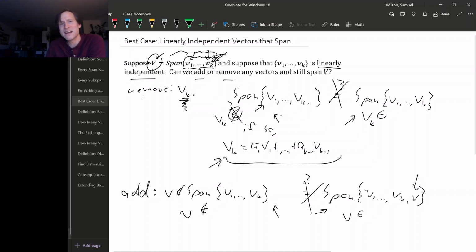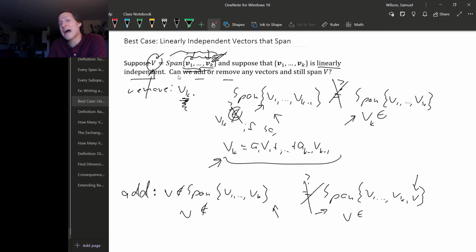So we saw that spanning a subspace with linearly independent vectors is the best way to do it because, first of all, it gives you unique representations, unique linear combinations, and also adding or removing any vectors from this list and keeping this list linearly independent would change the vector space. So spanning with linearly independent vectors really is the best way to span a vector space.